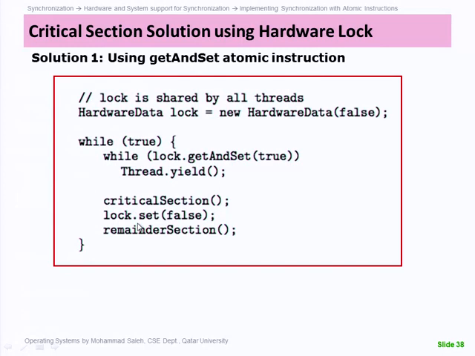Right? And then we have the other code, which is the remainder code. That's the non-critical section, and then the cycle is repeated again. Each time a thread is willing to enter the critical section, it will do this. So here we have implemented the logic of entering the critical section using the atomic instruction get and set. Clear? How does it work? Any question?